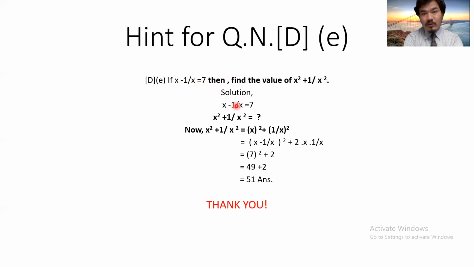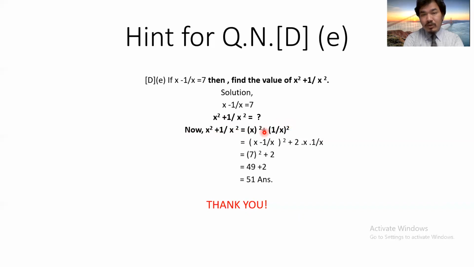Write x minus 1 by x equals 7. Then write x square plus 1 by x square equals what, this we are going to find. Now write the question: x square plus 1 by x square equals, now this x square means x in brackets, whole square, plus 1 by x square means 1 by x put in brackets and whole square. This is in the form of a square plus b square.